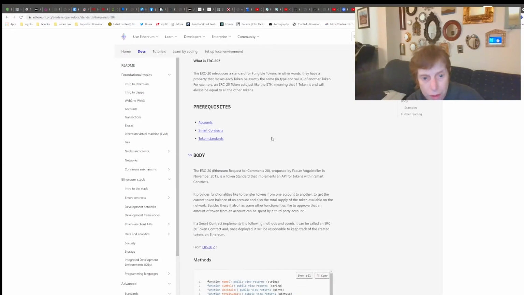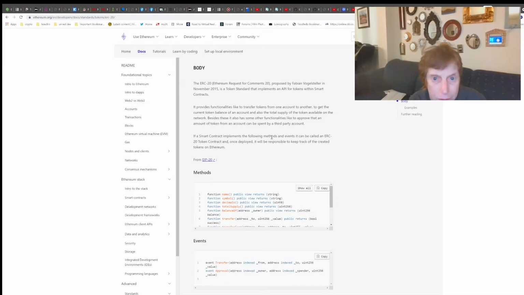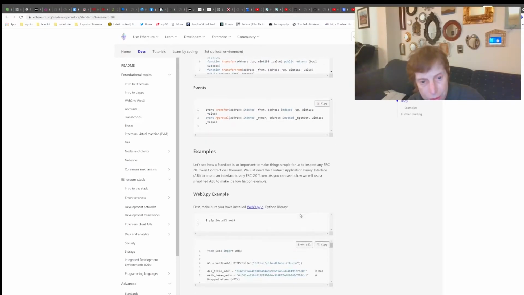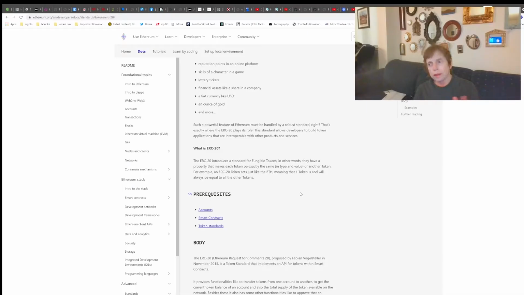And this is another article that talks about it. Again, it's for all smart contract tokens. And this also goes through the different methods and some examples. What we're going to do in this series is actually implement an ERC-20 token, demonstrate how this is done, and then see what we can do with it.